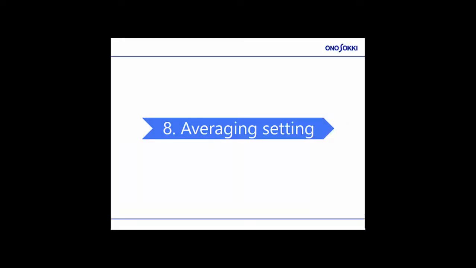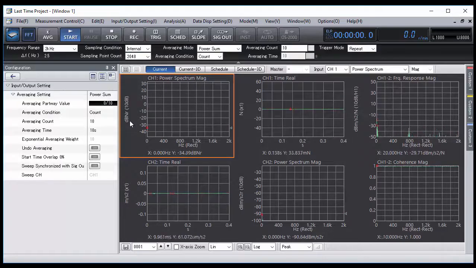Eight, averaging setting. From the toolbar, set the averaging mode to power sum and set the averaging condition to count. Here, set the averaging count to 3.